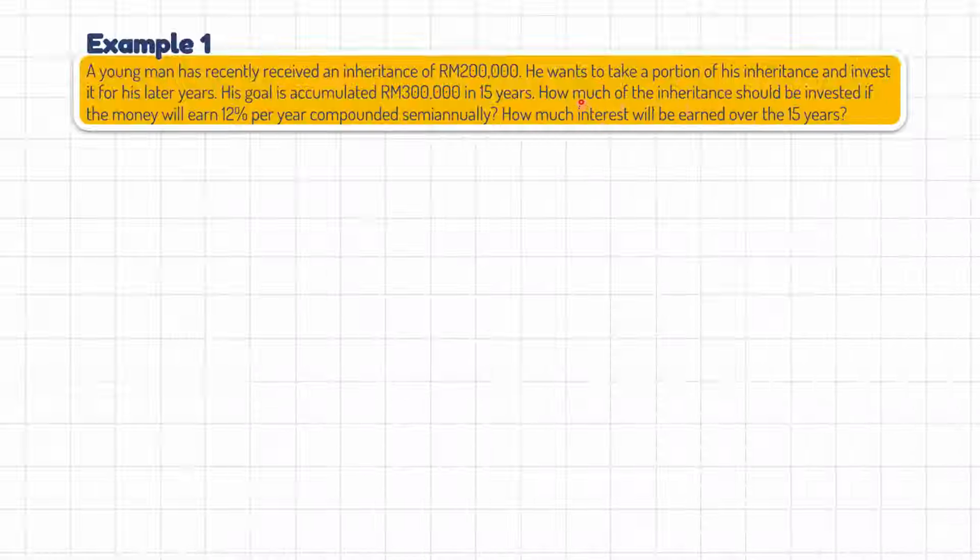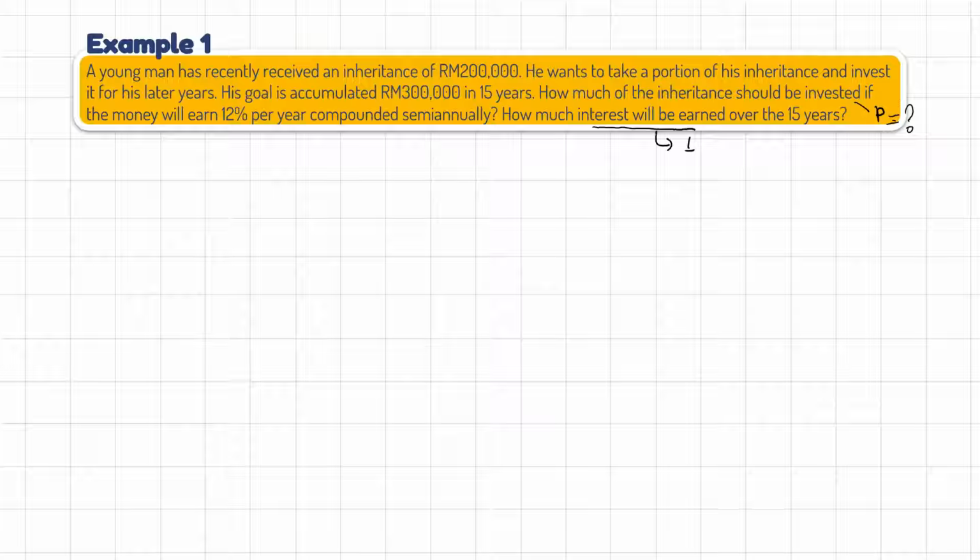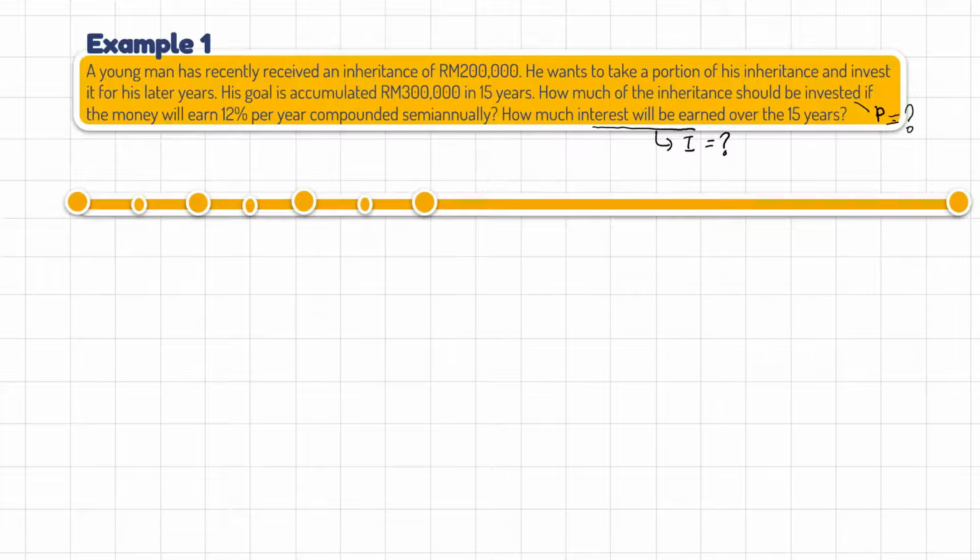The first one is we need to find how much of the inheritance should be invested. So this will be our capital letter P, which portrays the amount that the young man needs to invest. The first question, we need to find our P. The second question, we need to find the interest earned over 15 years. So this will be our capital letter I. Let's do the timeline. So here we have 0, 1, 2, 3 and the last one will be 15 years.